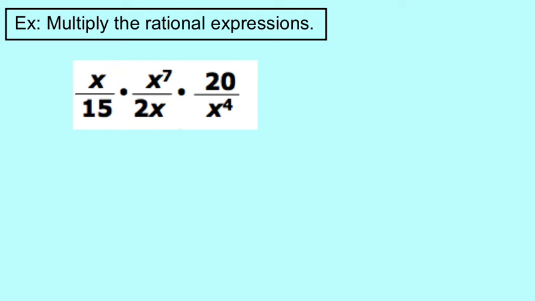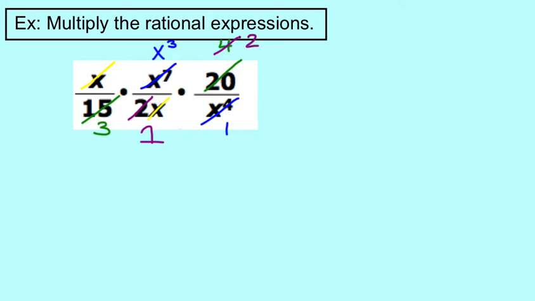Next example, we want to multiply these together, so let's find the common factor. So I can cancel this x and this x to be 1. I can cancel this 20 and this 15 by 5, so I'm left with 3 and 4. I can cancel this x and this x by 4 of them, so I'm left with x cubed, and that just becomes a 1. And then one more time, I can take this 2 and that 4 and divide it by 2.